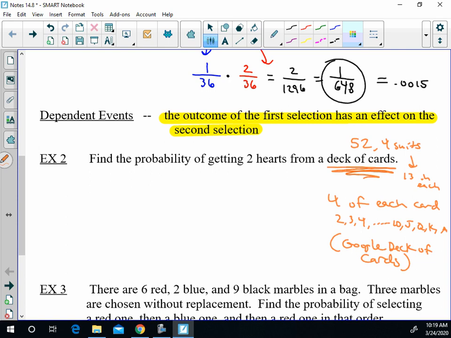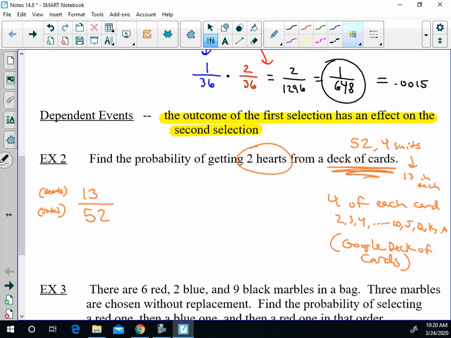But so here, find the probability of getting 2 hearts from a deck of cards. All right. So when you're thinking about that, it doesn't say pick a card, put it back in the deck, draw another card. It just says drawing 2 hearts, which means I'm taking 2 cards. Well, there are 13 hearts out of a 52 card deck, right? The top number represents hearts. The bottom number represents total. So there's my first.